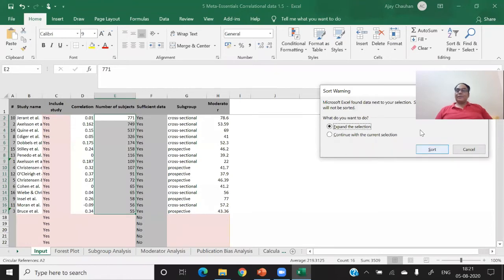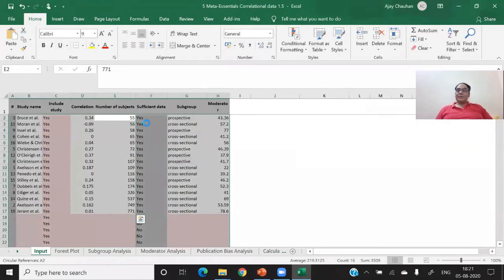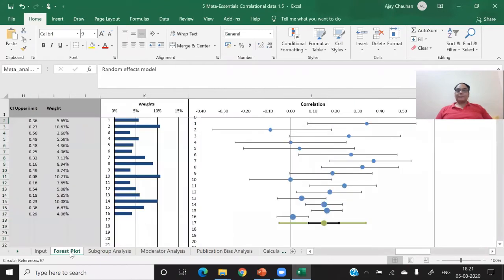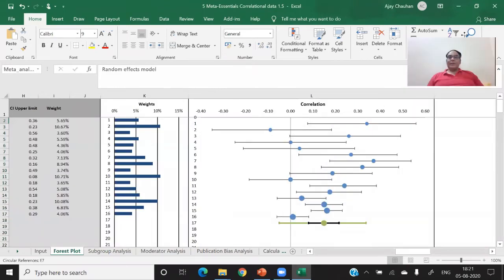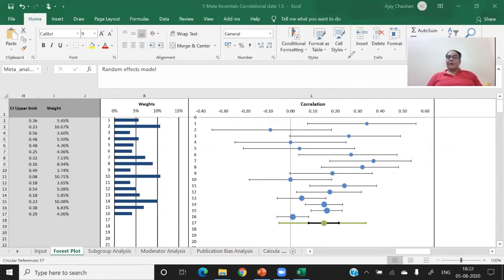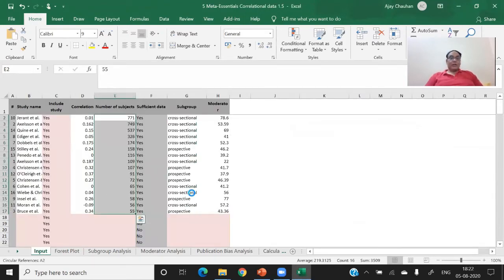I'm sorting it. Now I have the smallest sample size on the top and the largest sample size on the bottom. After that, let's see the forest plot. Now I have the inverse triangle. So we have two types of triangles, inverted and non-inverted. Because my interest is in the previous one, let me do Control Z so that I go back to the second case.